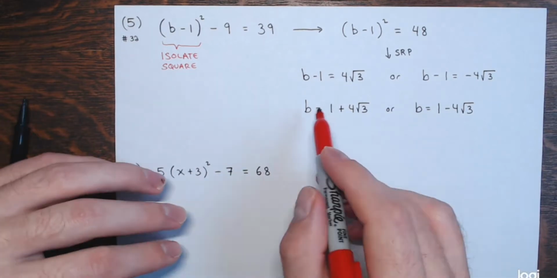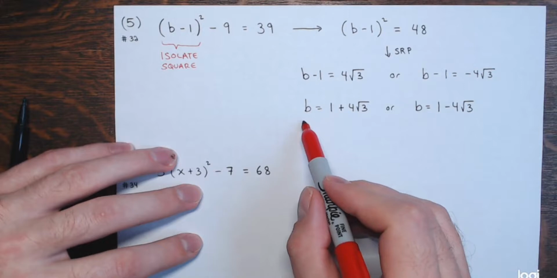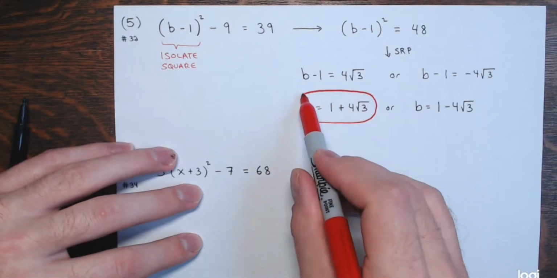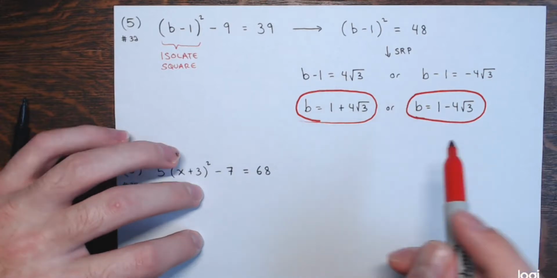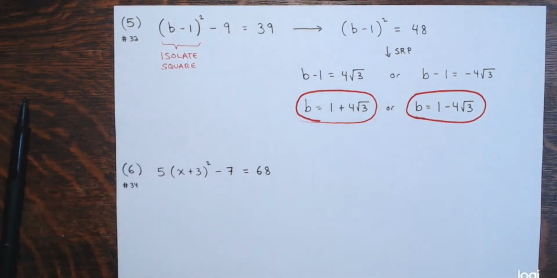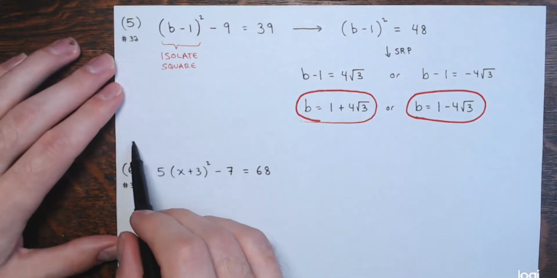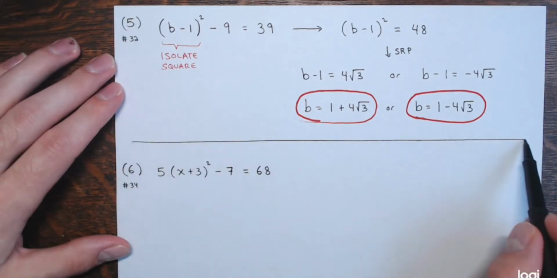And I leave it to you to check them, but they will both work. So 1 plus 4 times the square root of 3, and 1 minus 4 times the square root of 3. Great. Wonderful. All right, next question.